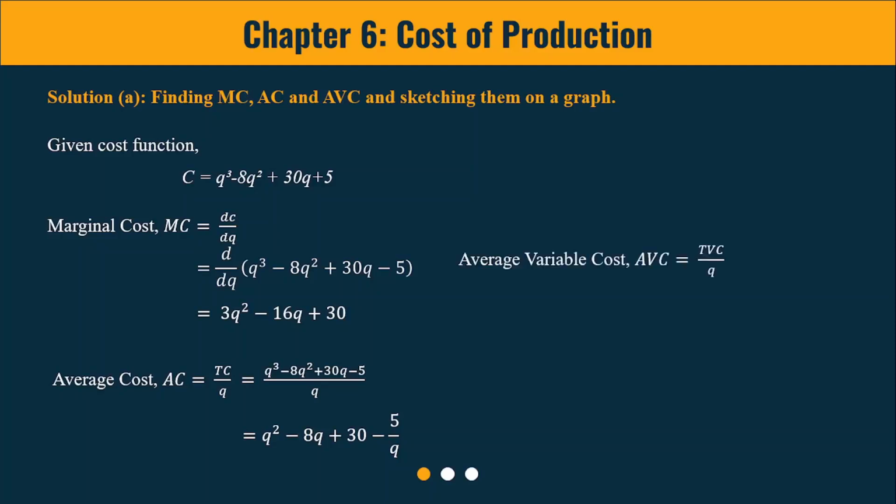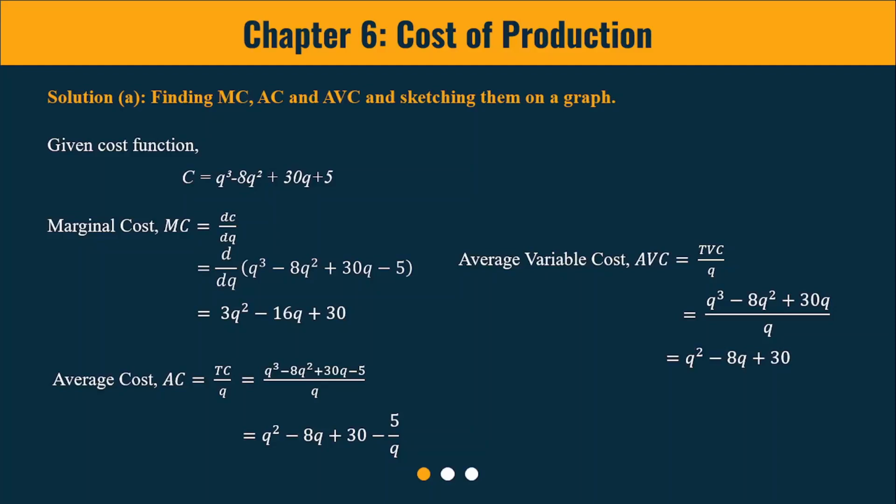Again, to find the average variable cost, we simply divide total variable cost by q. In our cost function, 5 is the fixed cost. So our total variable cost will be q cube minus 8q square plus 30q. And by dividing by q, we will get q square minus 8q plus 30. We have found our marginal cost, average cost and average variable cost.